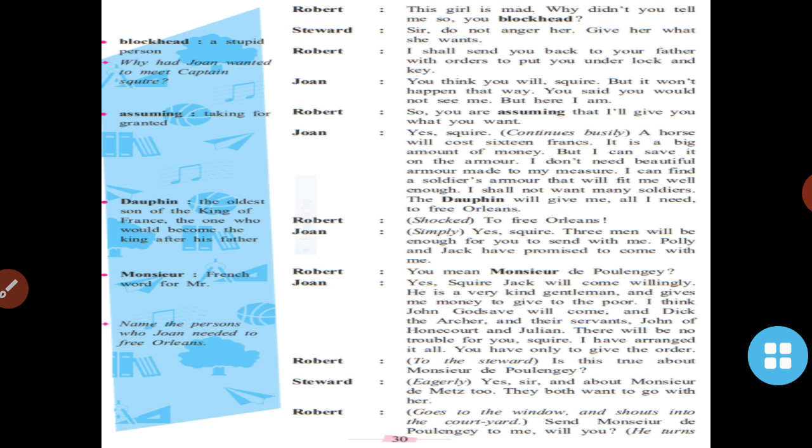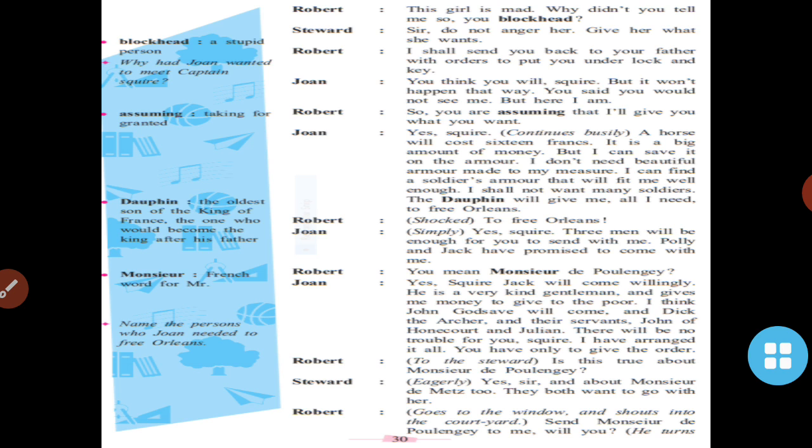Robert, I shall send you back to your father with the others to put you under lock and key. Robert is angry now. Again, he is telling John to go back to your father, otherwise I will lock you up and keep you aside. Now John is saying, you think you will, squire, but it won't happen that way. You said you would not see me, but here I am.